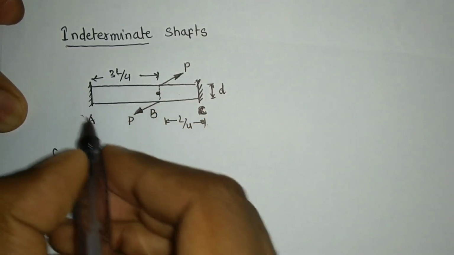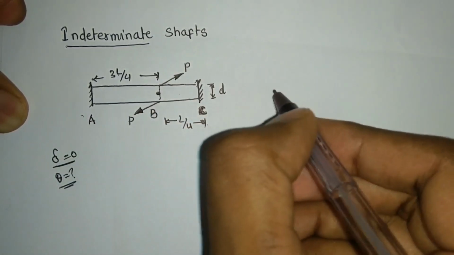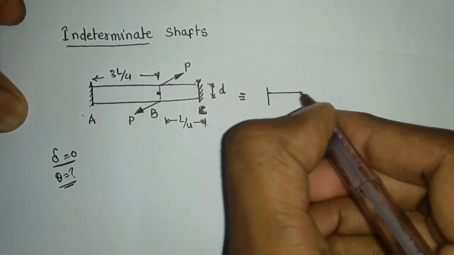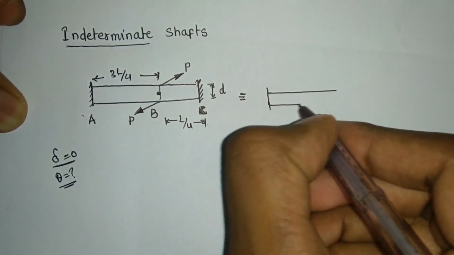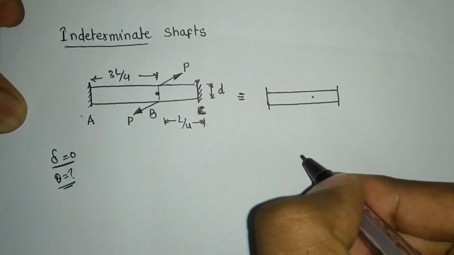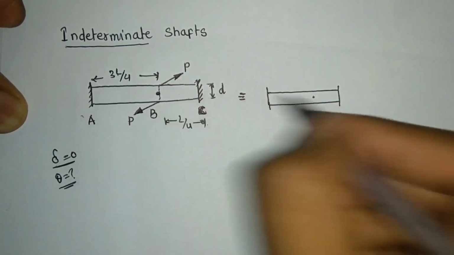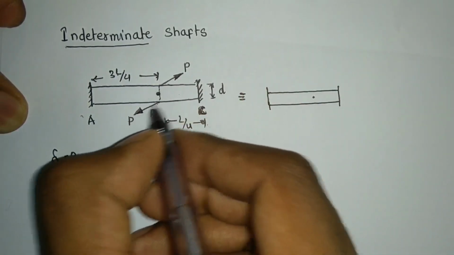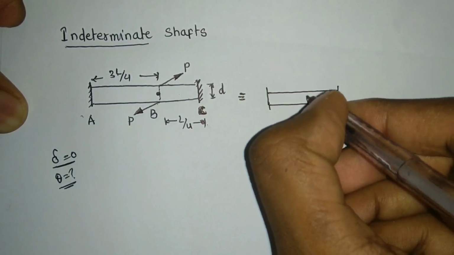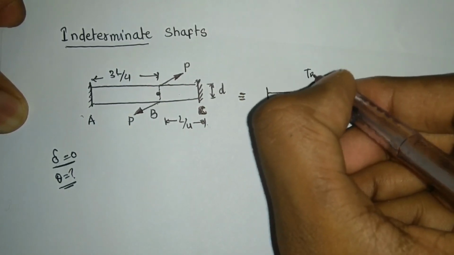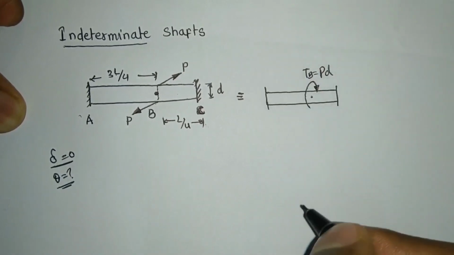First I am going to convert this couple into a torque value. So this is my shaft, and on this shaft I have a torque acting over here. The direction of the torque, if you see from this side, will be clockwise, and the value will be P into D. So a torque of P into D is applied here. Torque at B is equal to P into D, right?